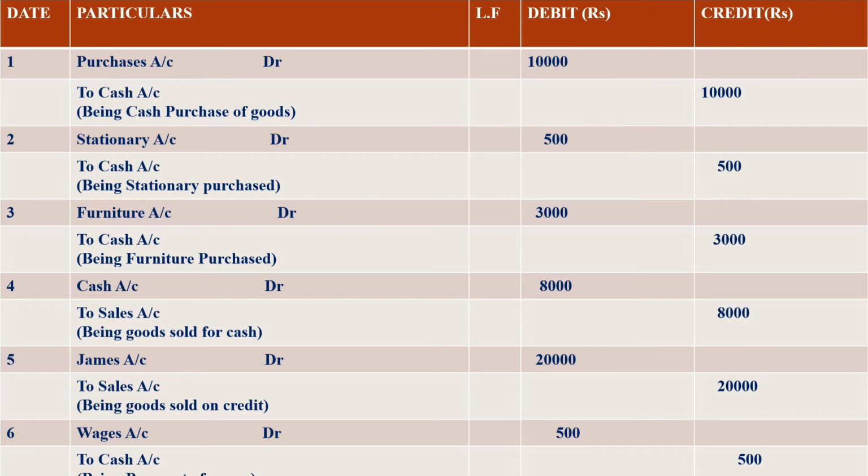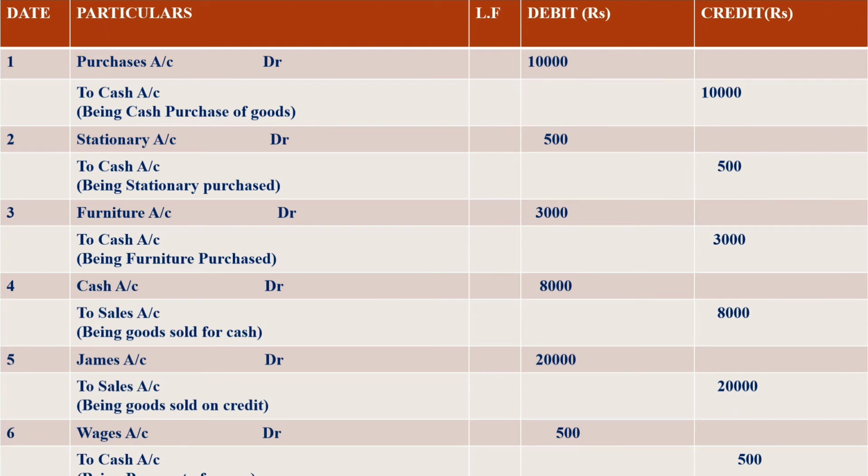Coming to the fourth one, cash sales made is given in our problem. When we are selling the goods, cash comes into the business. So for debit, what comes in here? Cash. So cash account debit to sales account. In the same way, debit 8,000, credit 8,000 rupees. For the narration, simply write being goods sold for cash.